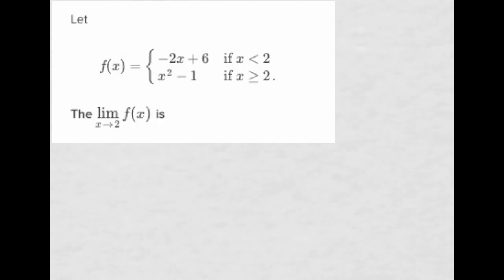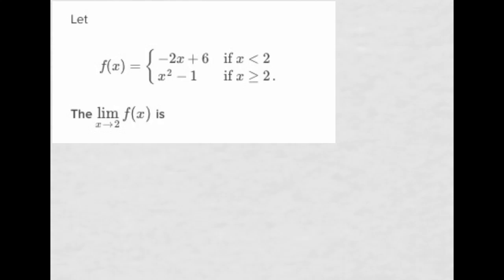Okay, it's a piecewise function. Oh, it's like we practiced this. It says let f of x be this function and evaluate the limit as x approaches 2 of f of x. Well, here's the thing. We have to evaluate it from both sides, right? Because it's a double-sided limit.